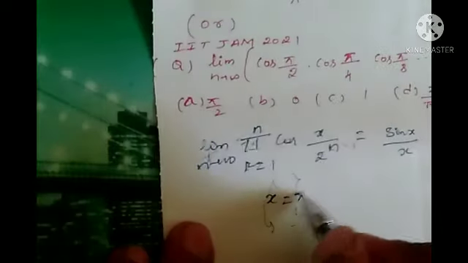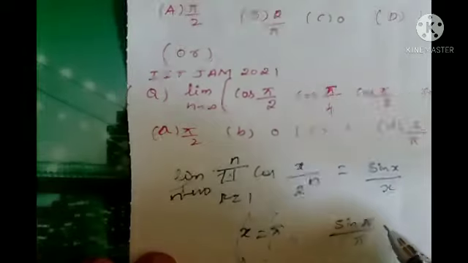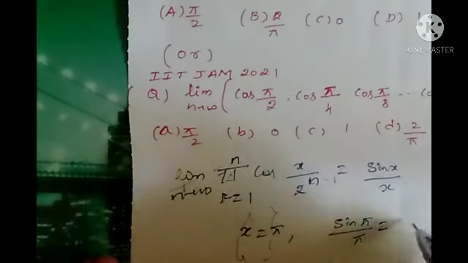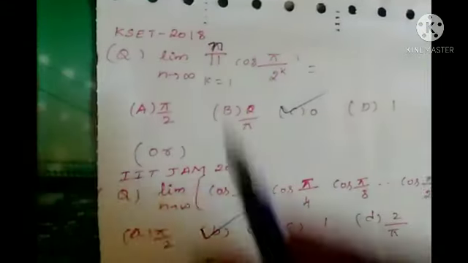By using this trick, in place of x here, pi is there. So x is equal to pi, therefore sin pi by pi. What is the value of sin pi? It is 0, and 0 by anything is 0 only. Therefore the correct option is B. Here also, in this one, this is also the same problem.